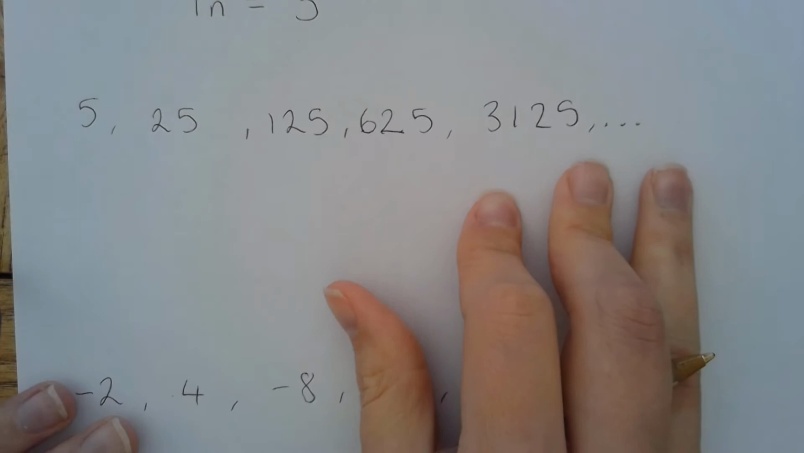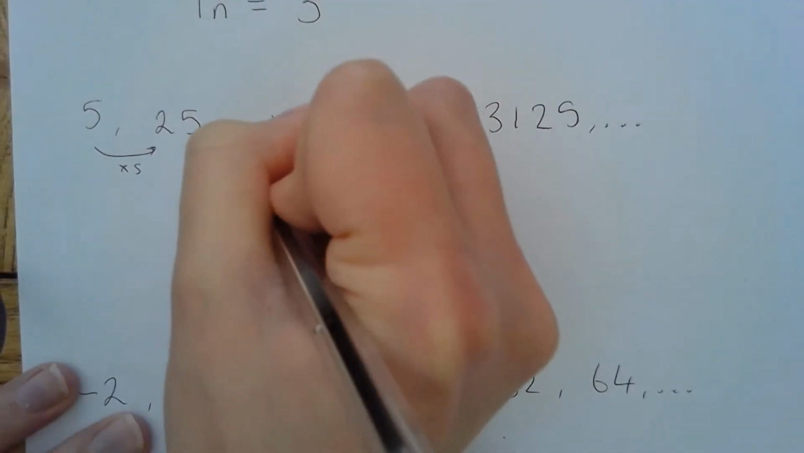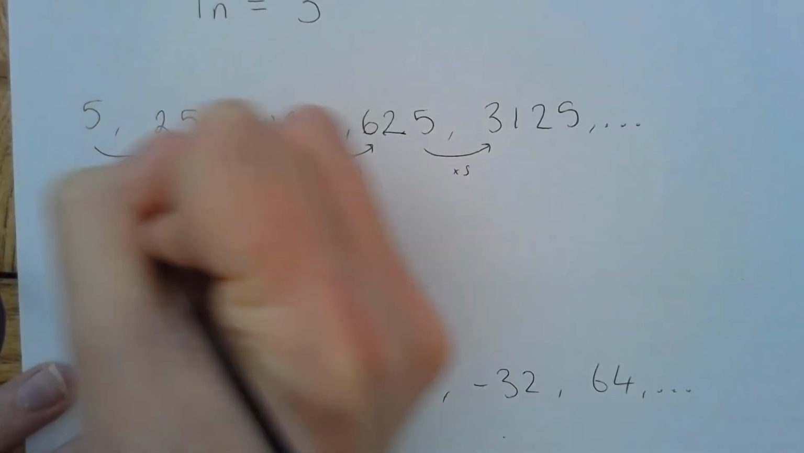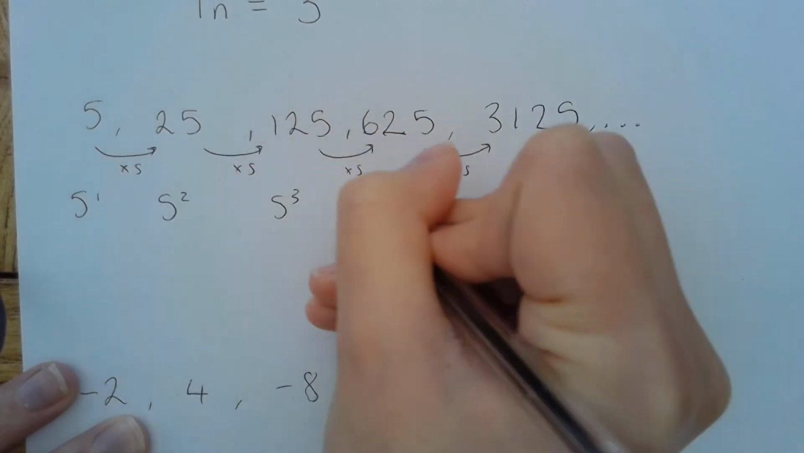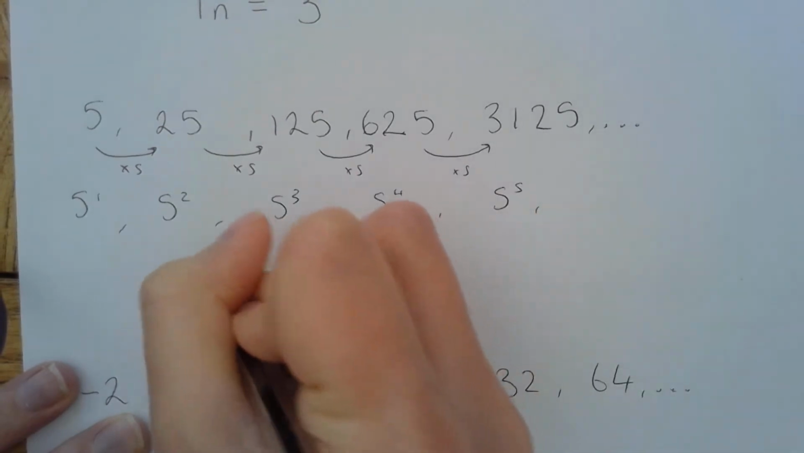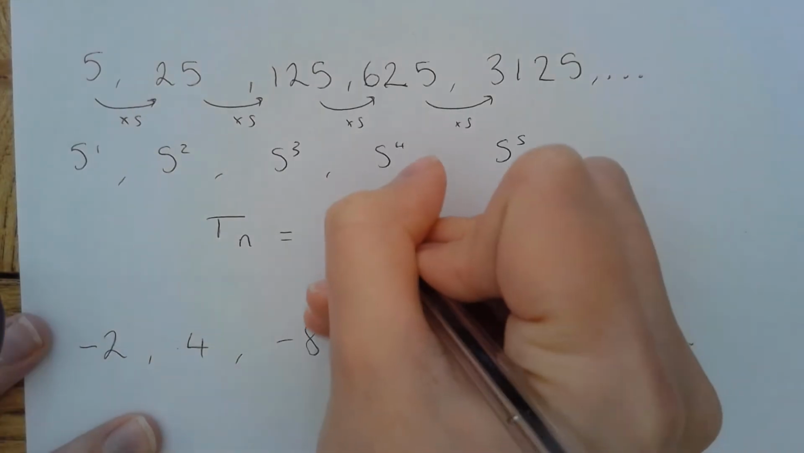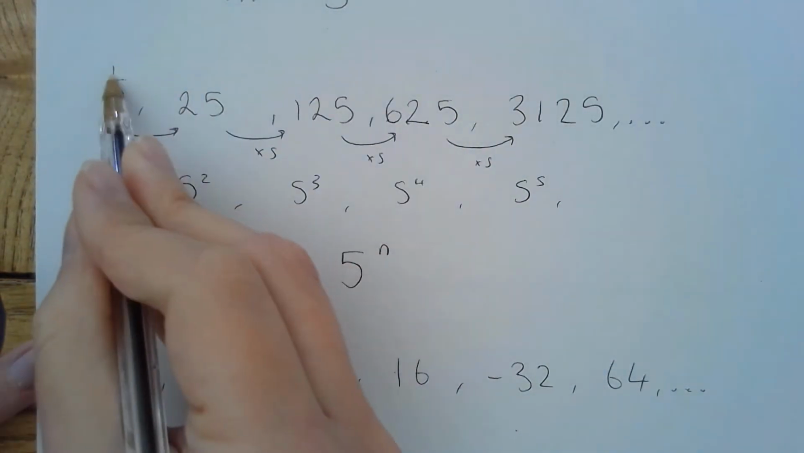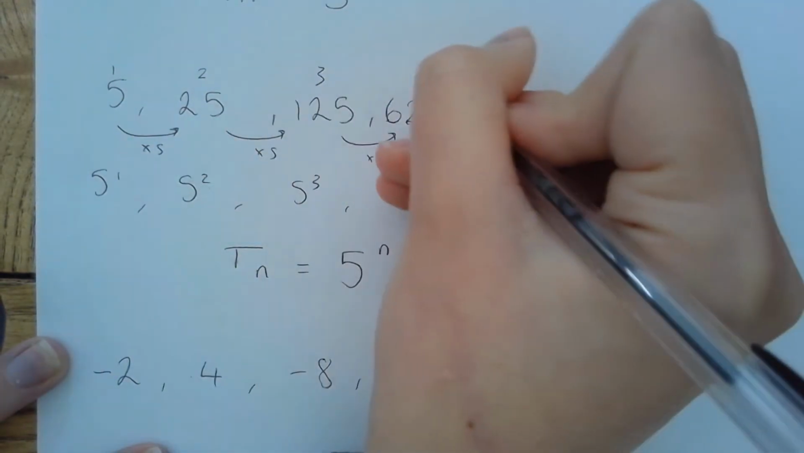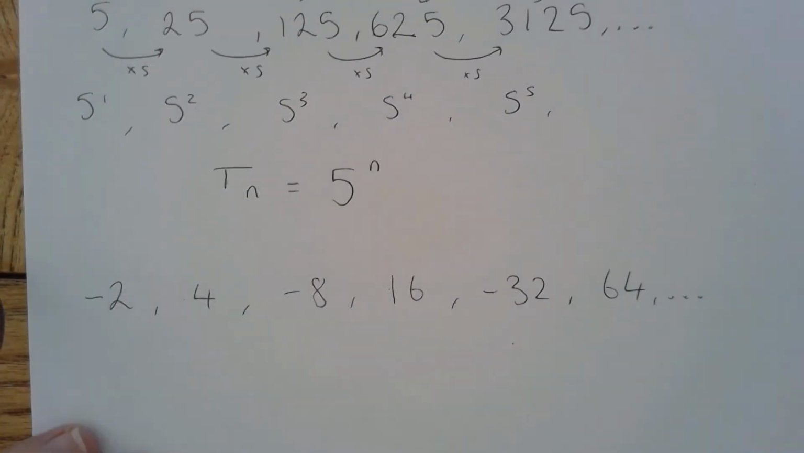Looking at this next one, I multiply by 5 each time. So that is 5 to the power of 1, 5 to the power of 2, 5 to the power of 3, 5 to the power of 4, 5 to the power of 5. So my sequence is equal to 5 to the power of n, because the first number goes to the power of 1, my second number in the sequence is the power of 2, and my third, fourth and fifth numbers make the powers. So that is it for that sequence.